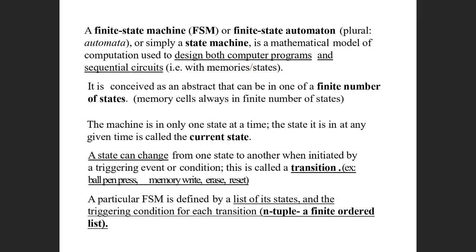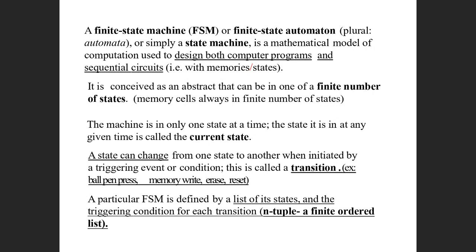machine which has a finite number of states. For instance, memory cells always in finite number of states. Obviously, every computer has a limited number of cells. Therefore, even having quite a big amount of combinations, the states are finite. The machine is only in one state at a time, and it's called a current state. A state can change from one to another, initiated by event or condition. And this state change is called a transition.